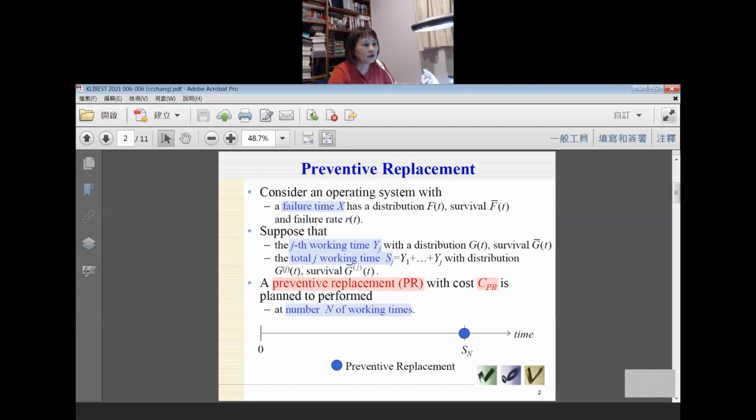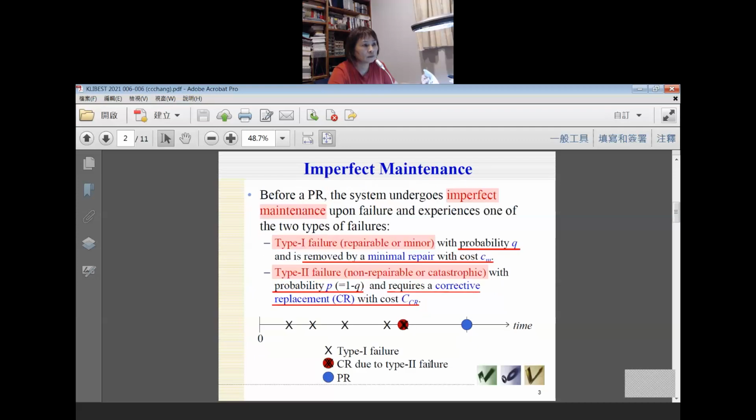A preventive replacement, PR, with cost CPR is planned to be performed at the number N of working times. We can define the number of working times, and the time is from 0 to Sn. As this figure shows, please refer to it.